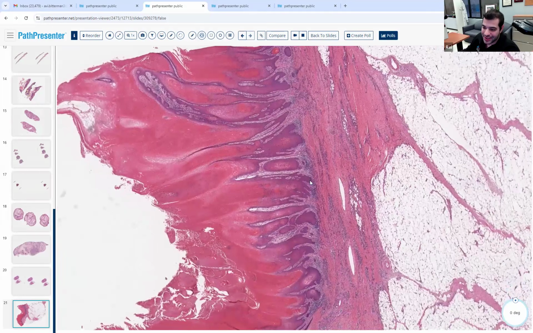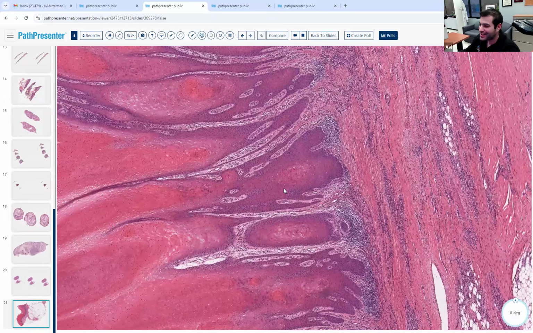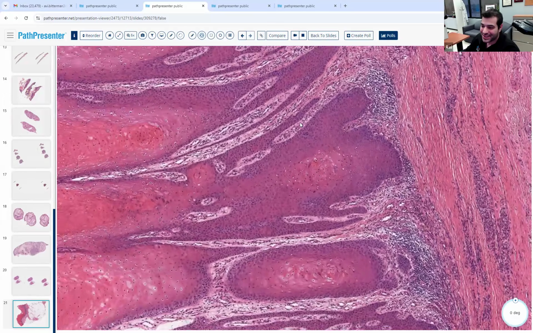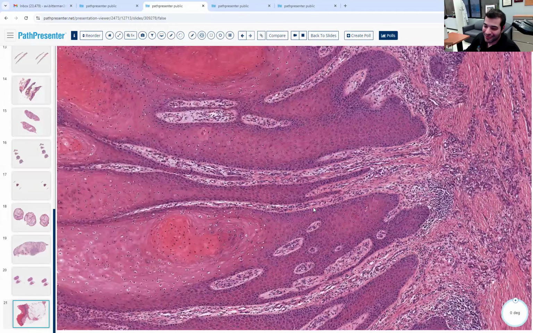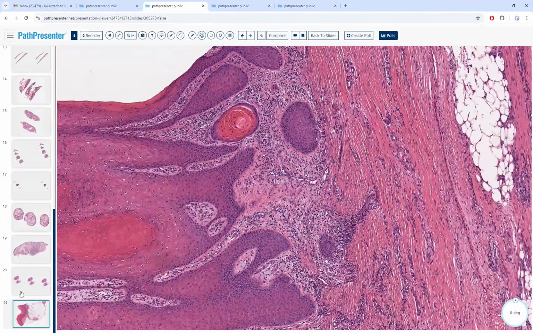But yes, this is way too much for just any old wart, and good pickup on the lack of atypia. Verrucous carcinomas should not have much atypia. They're pretty bland.